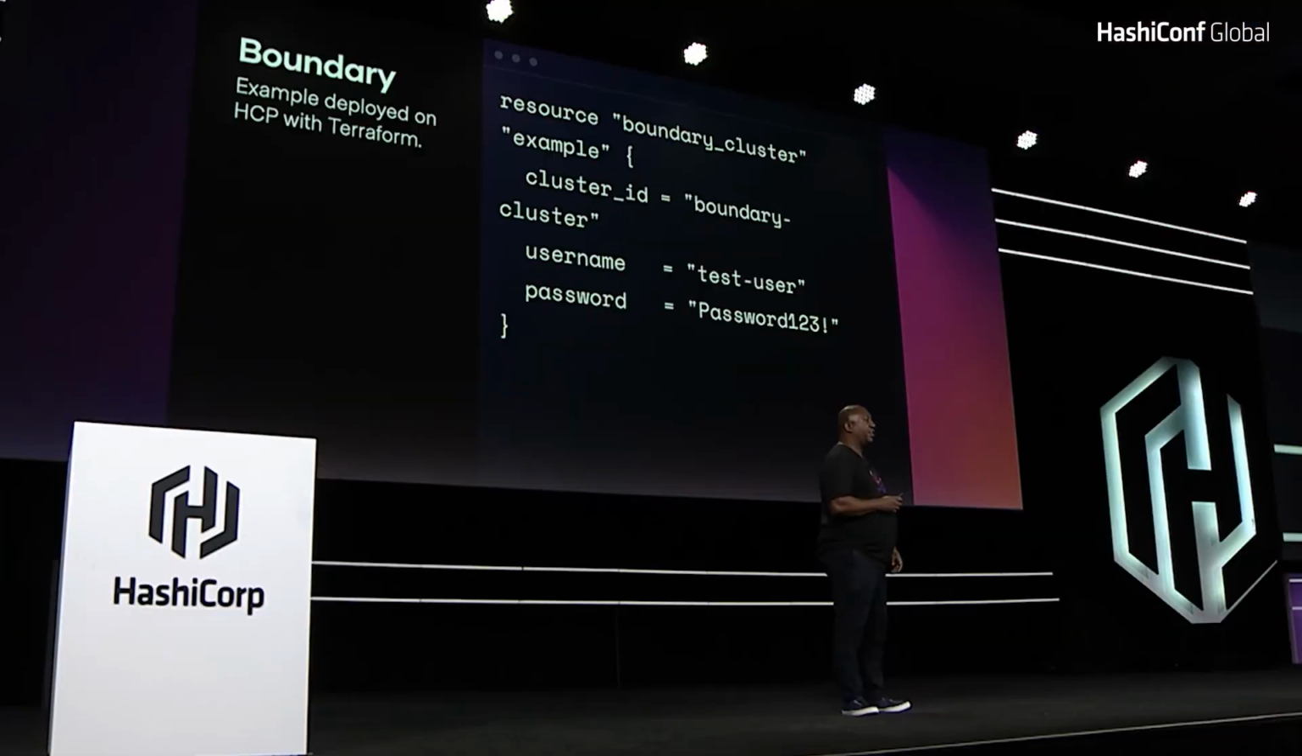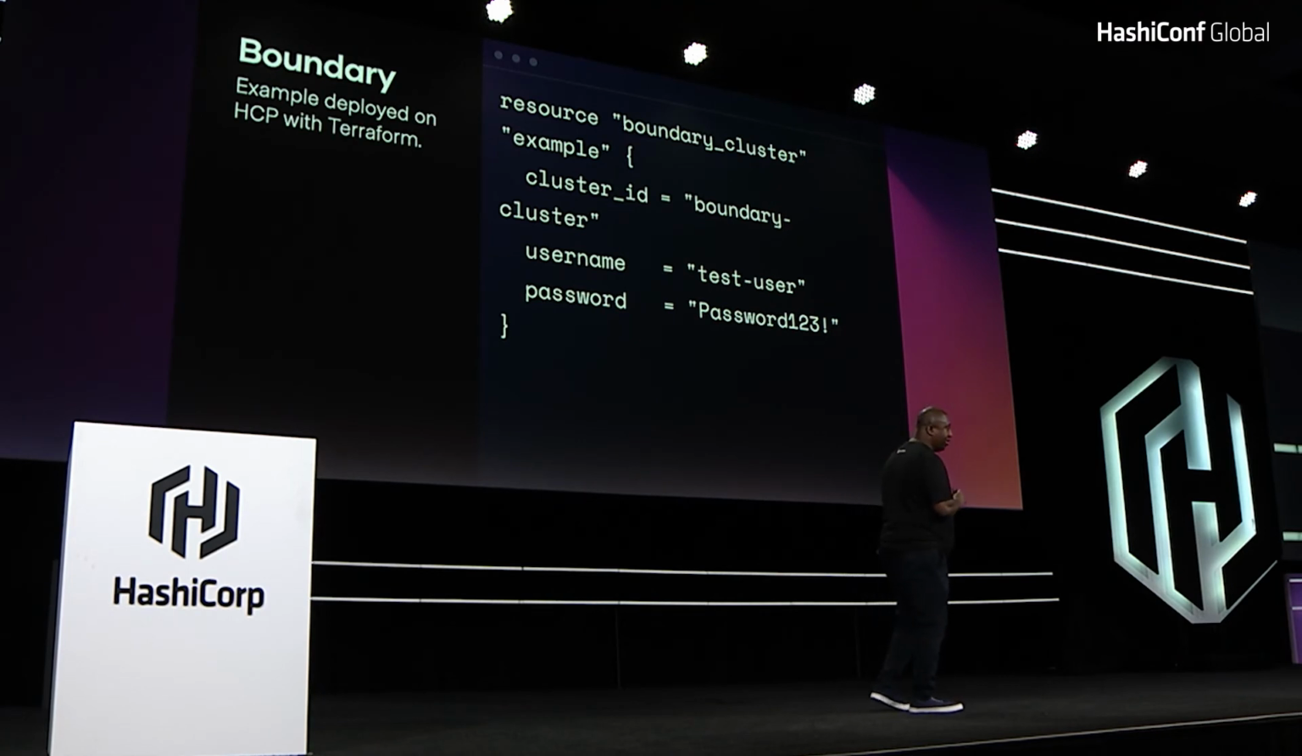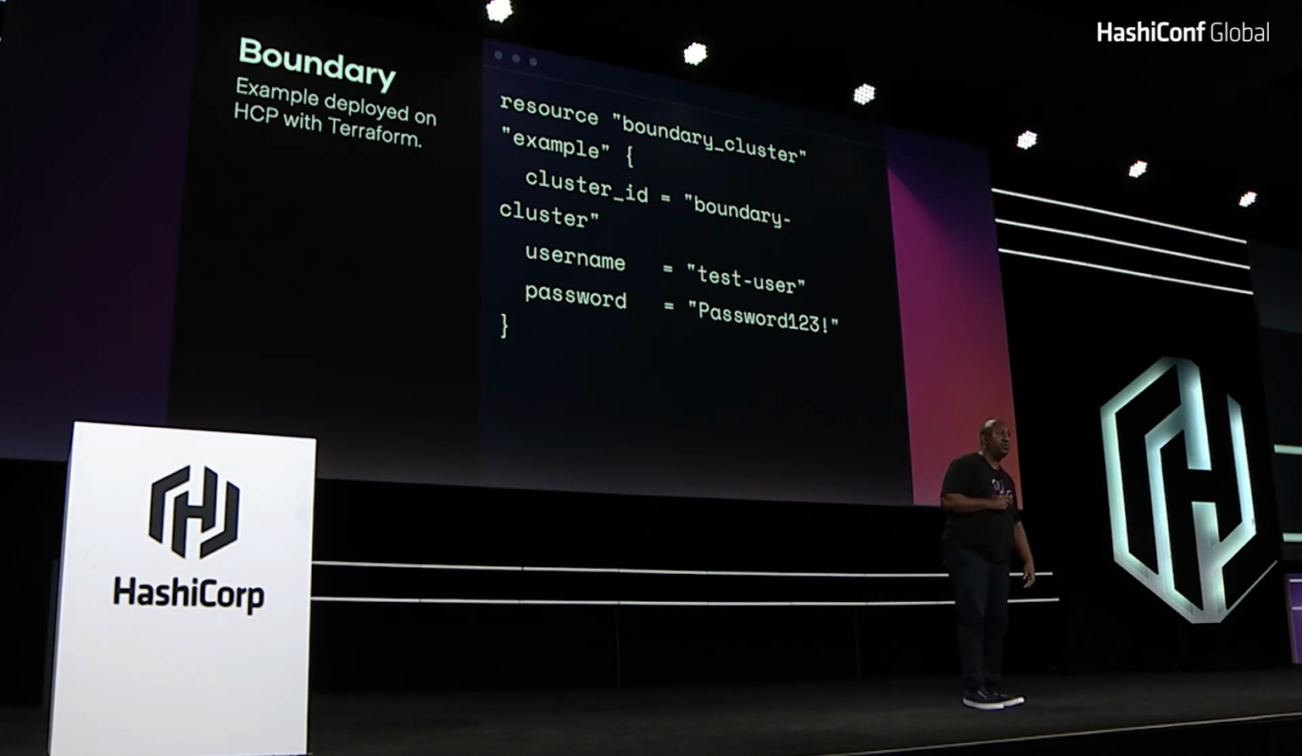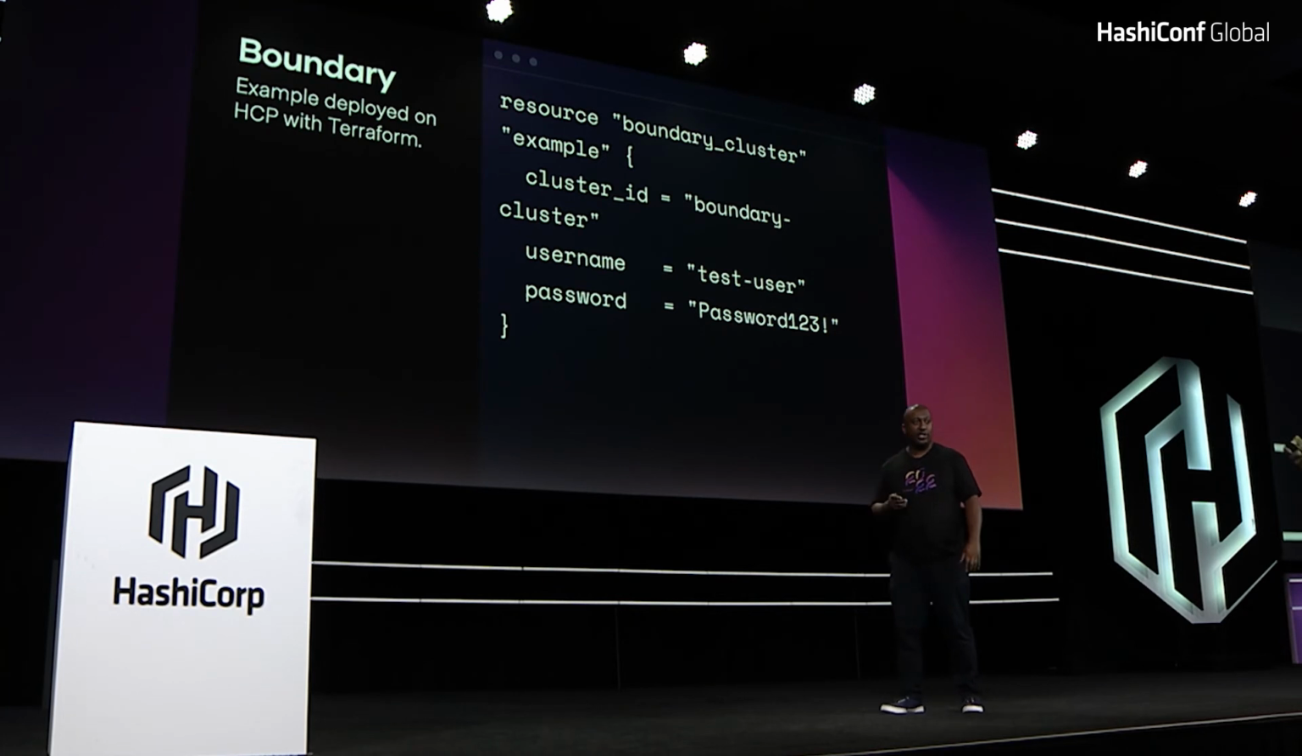In this case, we have a very minimal example of deploying Boundary to your HashiCorp Cloud Platform account, right? There isn't much involved in it. You want to give it a cluster ID name, and you want to give yourself a username and a password to do your initial login. These few lines of code give you Boundary. It's as simple as that.